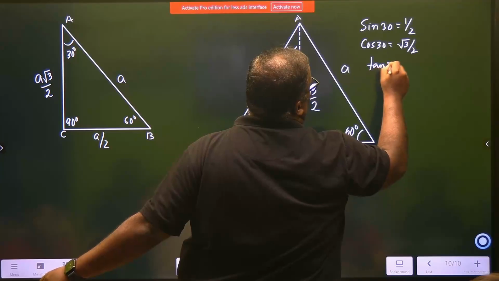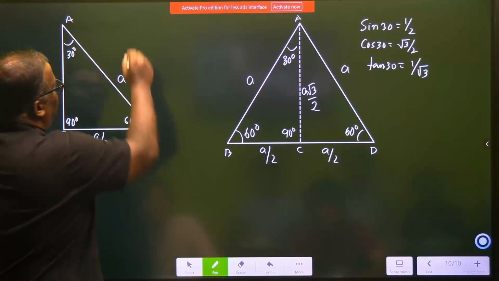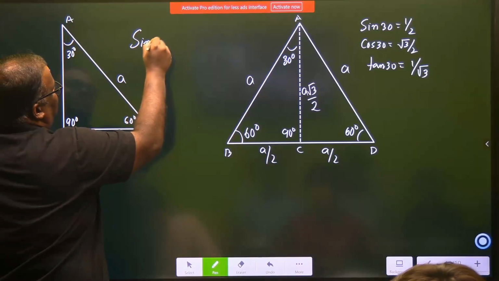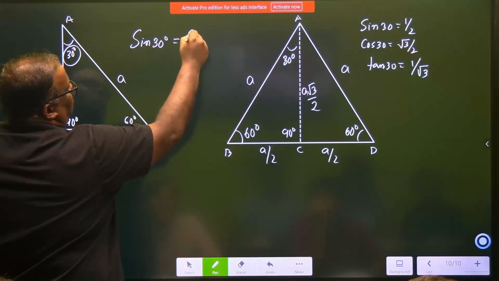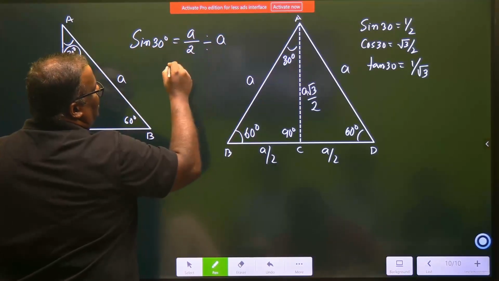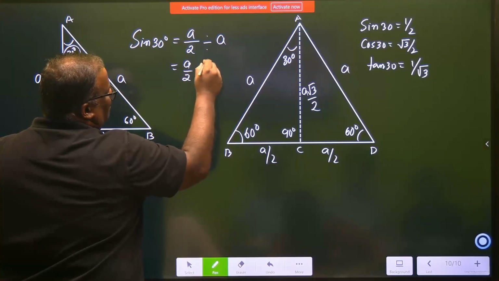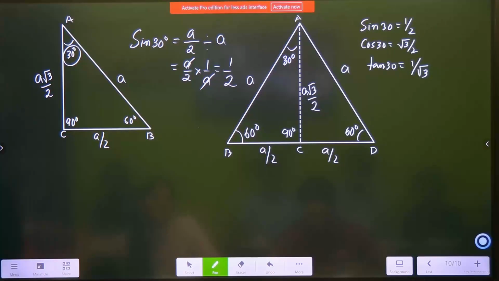Tan 30 will be 1 upon root 3. Sir, how do we remember so many things? Not a problem. Sine 30: opposite side A by 2 divided by hypotenuse A, which is A by 2 into 1 upon A. Cancel. Did you get it? Understood? Are you understanding it?